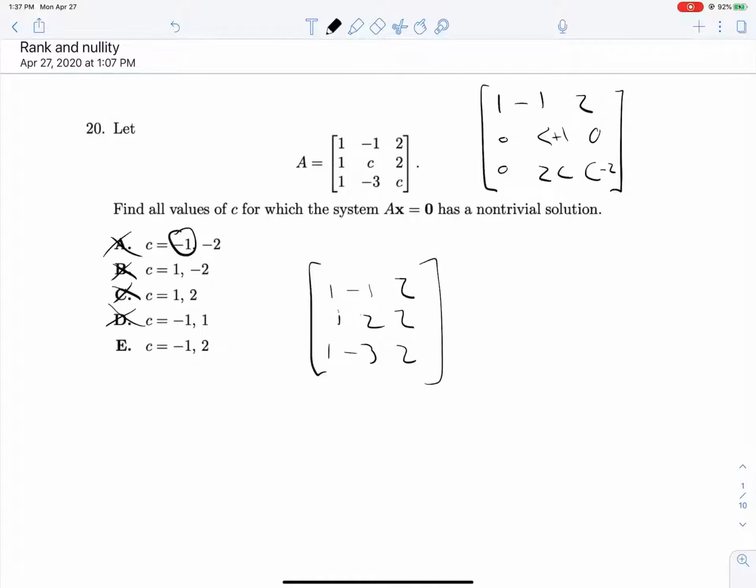Let's subtract row 1 from row 2, 0, 3, 0, and subtract row 1 from row 3. That gives us 0, negative 2, 0. And we can use row 2 to set row 3 to 0. And there we have it.